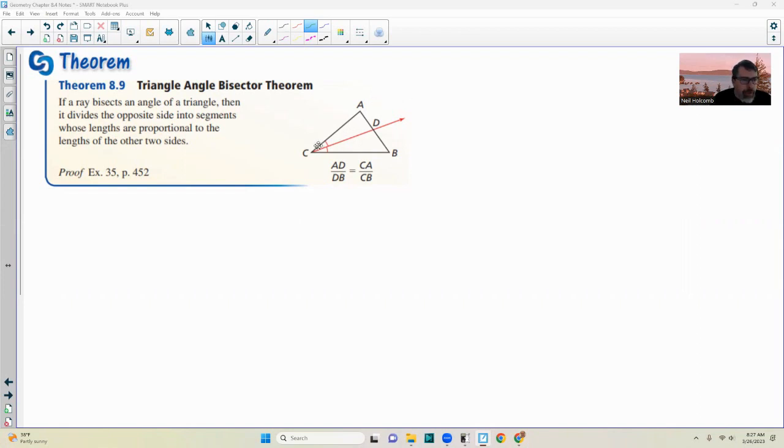So it's like, what? So this is ray CD. And it says if a ray bisects an angle, so angle ACD is congruent to angle BCD, angle bisector, then the two sides are proportional. So what they're saying is AD is to DB as CA is to CB. Okay, so this piece is to this piece as this piece is to that piece. Okay, so that's what we're going to take a look at in the next example.